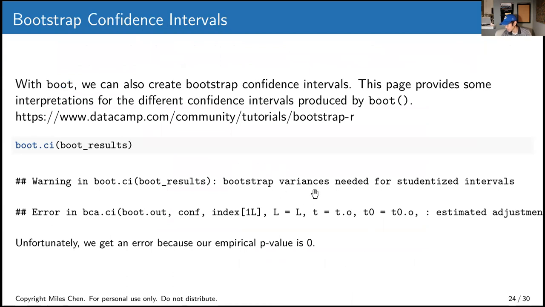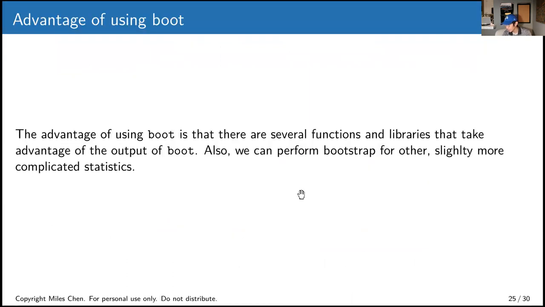So, bootstrap variances are needed, and basically we just don't have that. One of the nice things about using boot rather than doing it yourself: there's nothing wrong with doing bootstrap resampling yourself, especially because sometimes you feel like you understand what you're writing a little bit better than when you use someone else's code. There are functions and libraries that take advantage of the bootstrap output from using boot, okay?